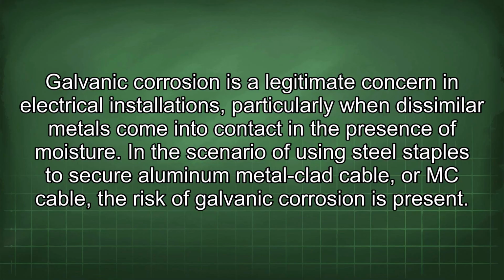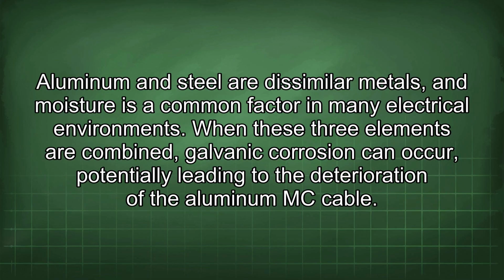Galvanic corrosion is a legitimate concern in electrical installations, particularly when dissimilar metals come into contact in the presence of moisture. In the scenario of using steel staples to secure aluminum metal clad cable, or MC cable, the risk of galvanic corrosion is present. Aluminum and steel are dissimilar metals, and moisture is a common factor in many electrical environments. When these three elements are combined, galvanic corrosion can occur, potentially leading to the deterioration of the aluminum MC cable.